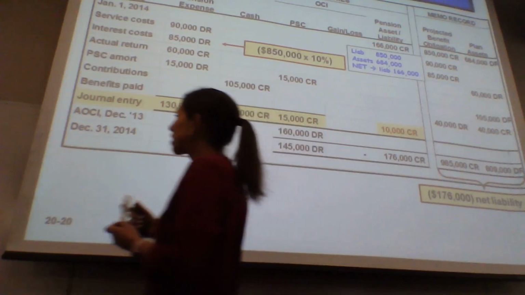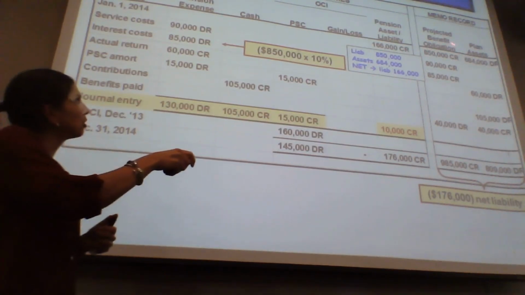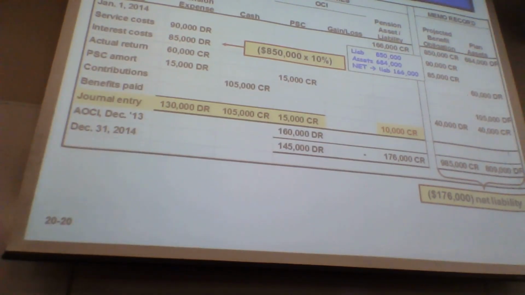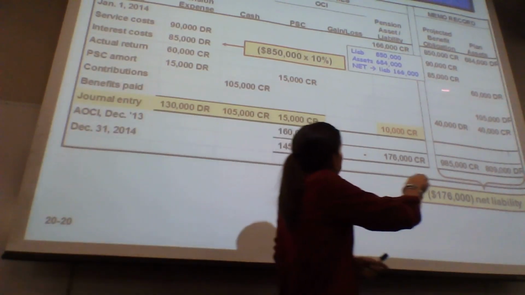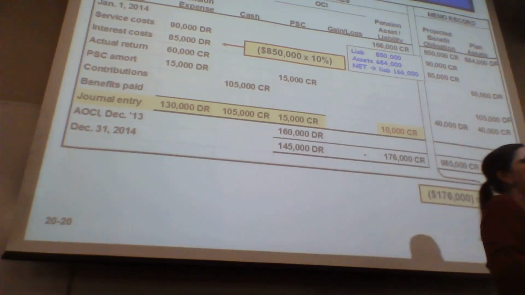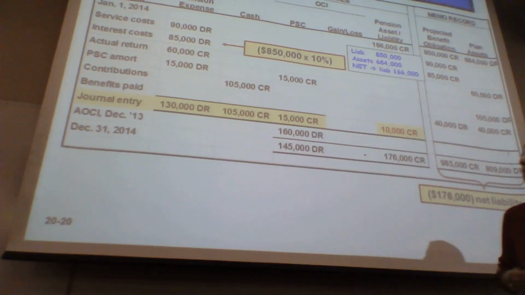Next is the interest costs. We're going to use that settlement rate of 10%, right? We multiply the 10% times the beginning balance of the PBO. The beginning balance is $850K, so the interest is $85,000. That's a debit or an increase to our pension expense. It's also a credit and an increase to our obligation. Okay, that's the second component of pension expense.